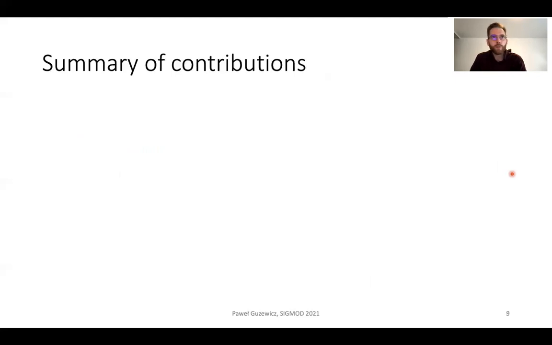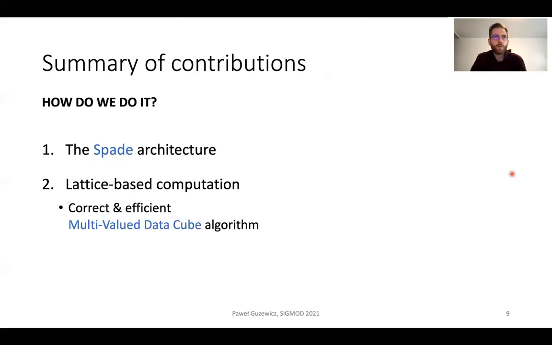We can divide the contributions we make in our paper into two parts. First, we describe our approach. We present the architecture of our Spade system. Then we provide a new, correct, and efficient multi-valued data cube algorithm that computes n-dimensional aggregate lattices on RDF. And finally, the early stop technique that allows us to prune uninteresting aggregates.